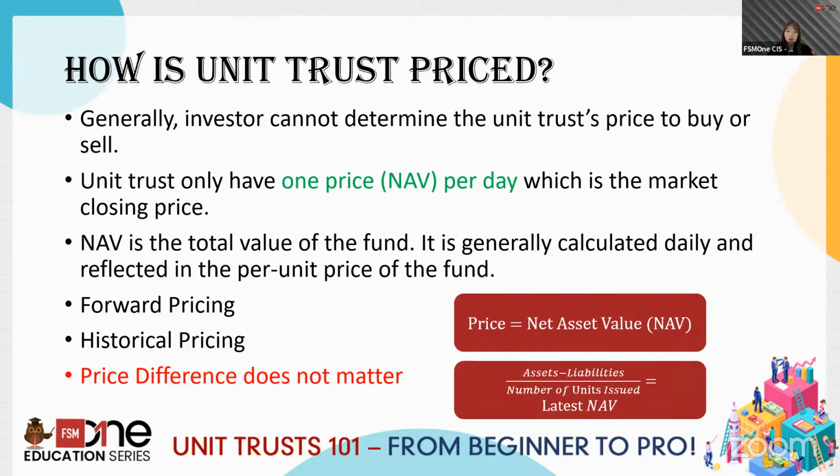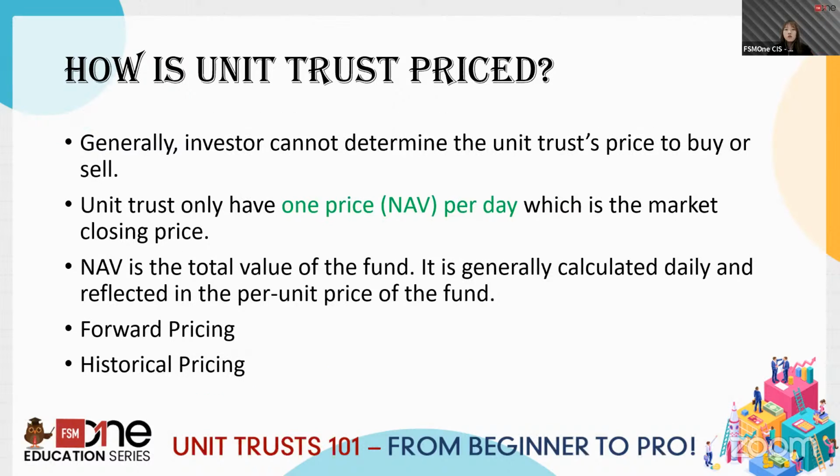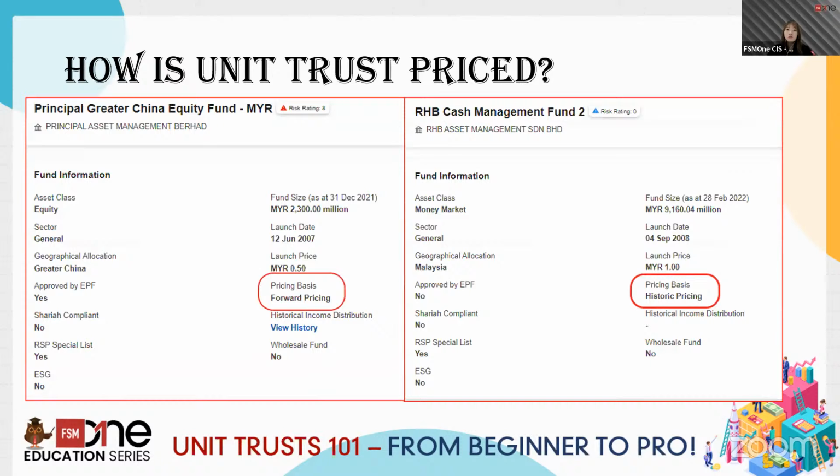So how do we identify the unit trust pricing method? We may refer to the example here extracted from the FSMOne website. This is the fund fact sheet of Principal Greater China Equity MYR Class Fund. For this unit trust, you can look at the pricing basis here, which is forward pricing, meaning that whenever investors buy into this unit trust or a similar unit trust with a pricing basis of forward pricing, they will not know the exact pricing of that particular day. They will only know it one or two business days later.